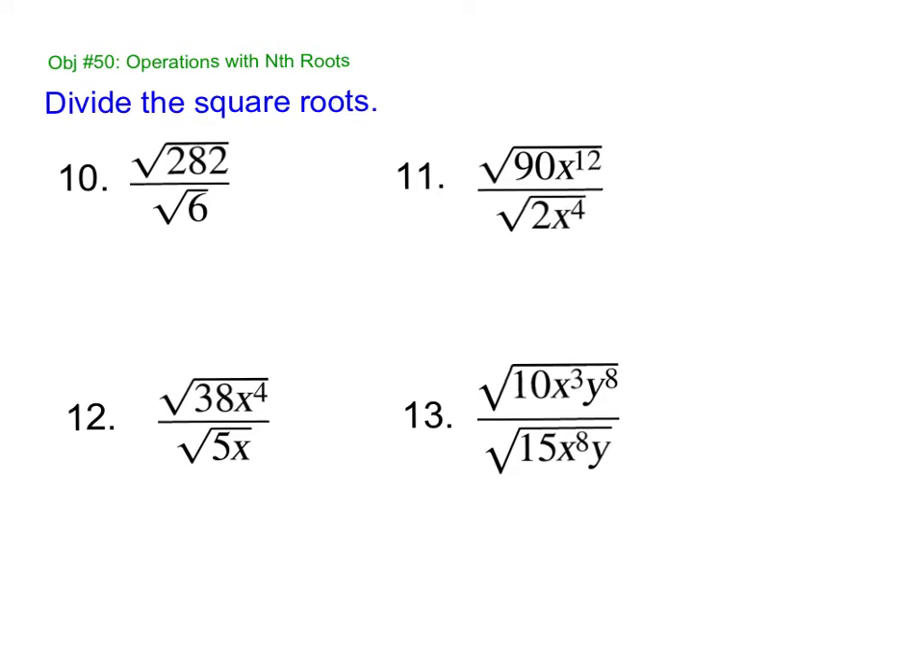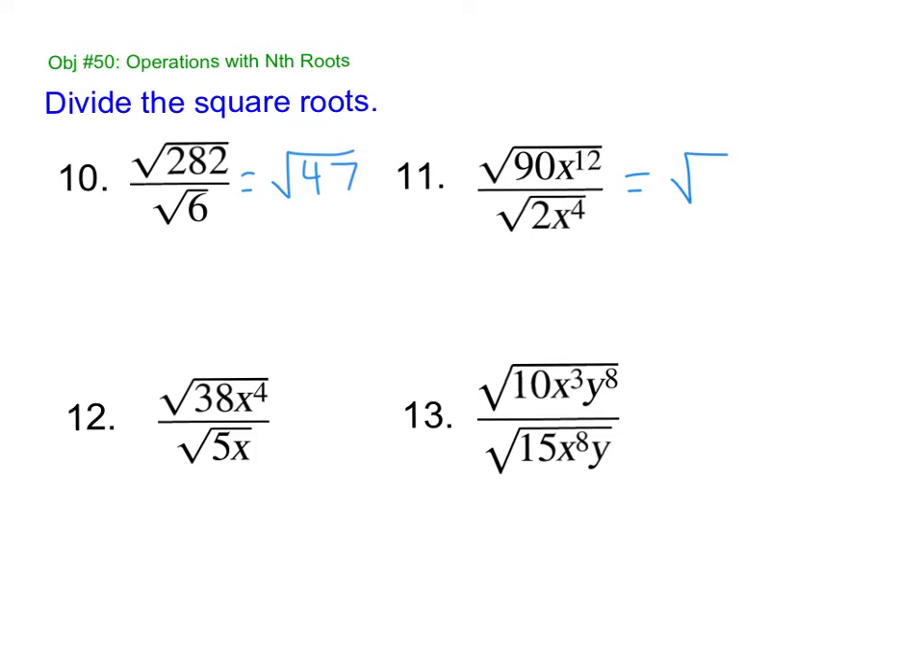Okay, division. All right, so division is the same as multiplying. You divide your outsides, divide your insides. So pause the video and try these. So we've got 282 divided by 6. And that is just the square root of 47. And you are done. There's nothing you can do there.